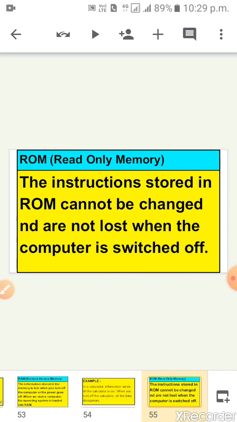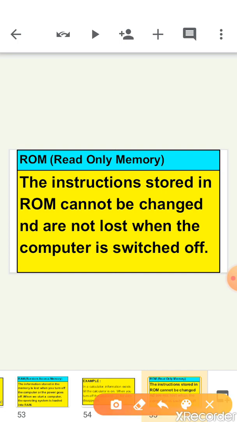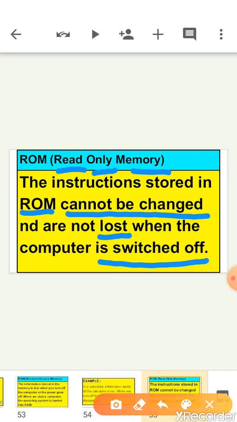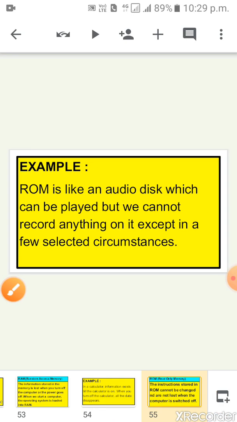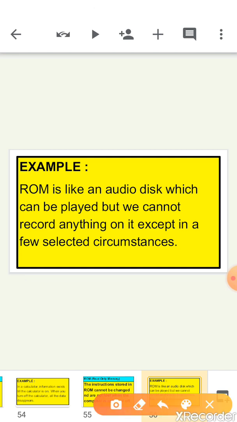Second is ROM. Children, the full form of ROM is read only memory. The instructions stored in ROM cannot be changed and are not lost when the computer is switched off. The example of ROM is like an audio disc which can be played, but we cannot record anything on it, except in a few selected circumstances.